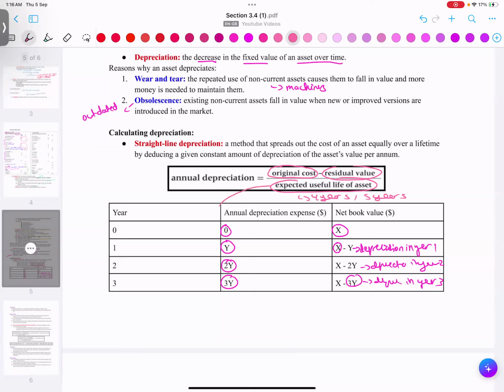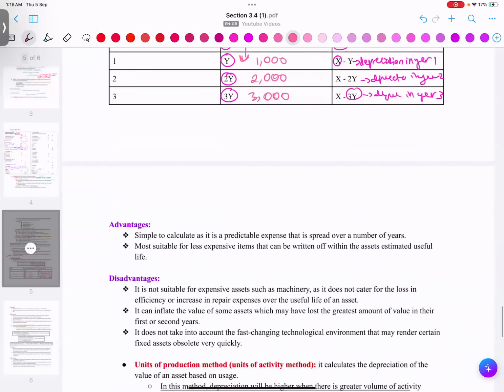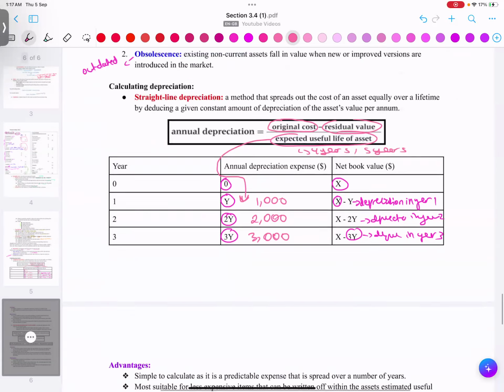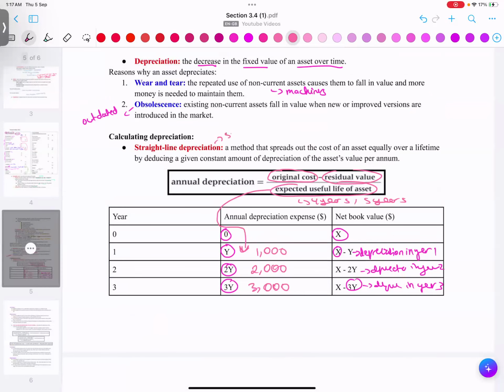This annual depreciation will be placed here. So basically, let's say the annual depreciation is 1,000. Here it becomes 2,000. Here it becomes 3,000. Okay, basically. So it's simple to calculate. Yes, it's a predictable expense. It's more suitable for less expensive items. Okay. And then disadvantages. It's not suitable for expensive assets such as machinery. So keep in mind, straight line is suitable for non-expensive assets, let's say.